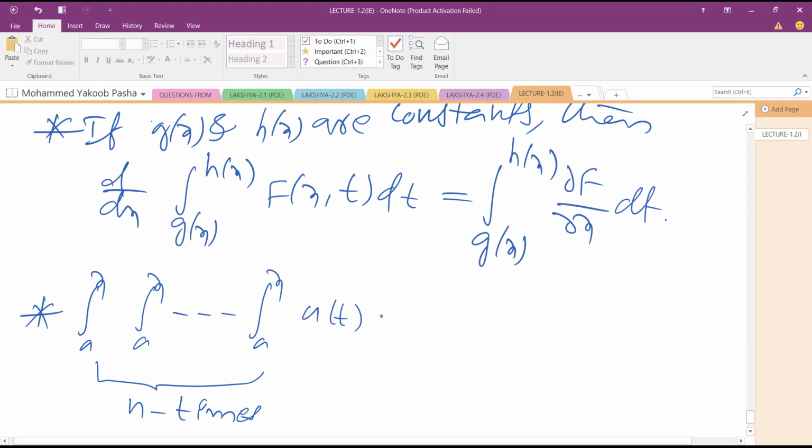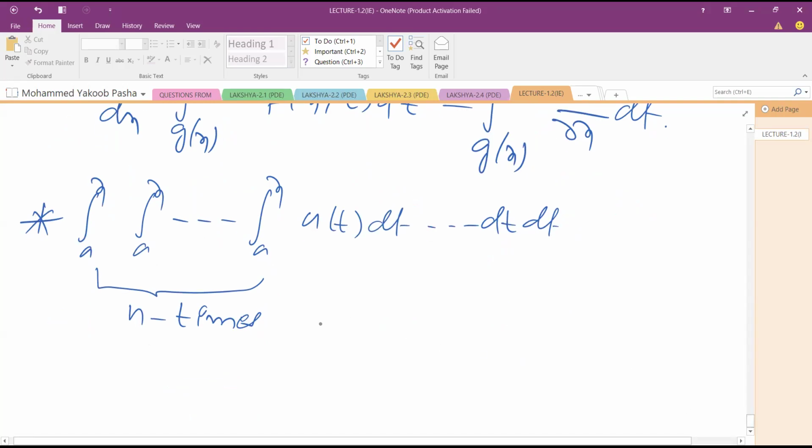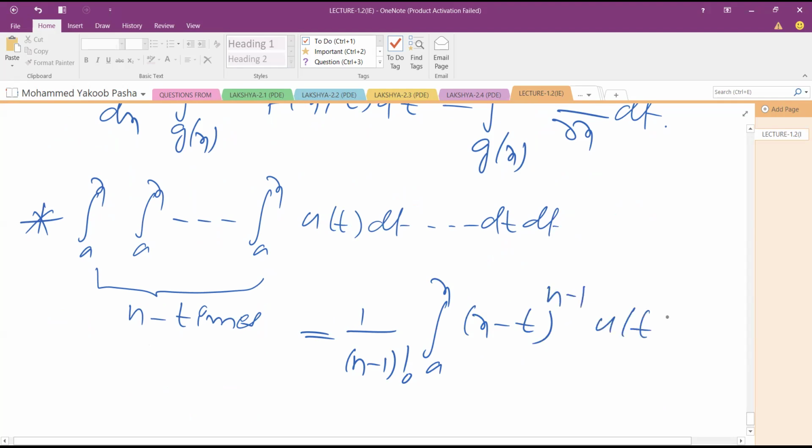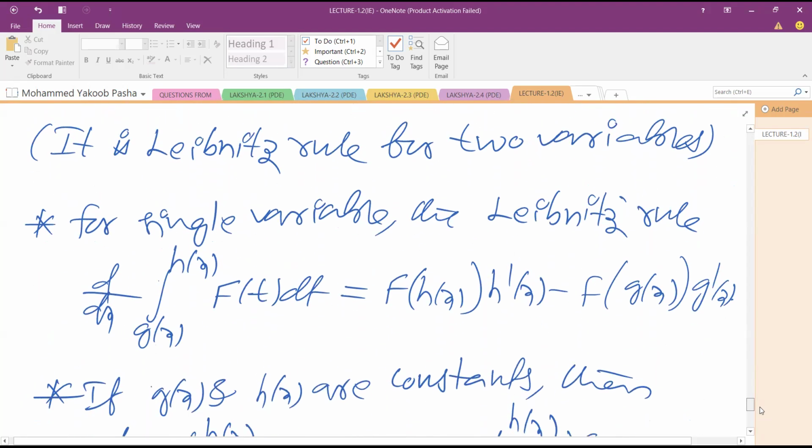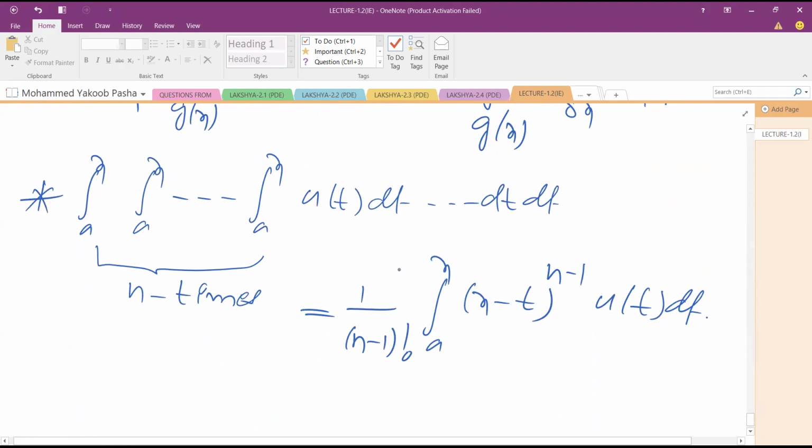We are taking the function differently: dt and so on, dt, meaning n times integration. That is equal to the formula 1 by (n minus 1) factorial times the integral from a to x of (x minus t) whole to the power of n minus 1 times u of t dt. You can remember these two formulas, very important: for two variables and for a single variable, and also this formula, up to n terms. And one more formula I am giving you.